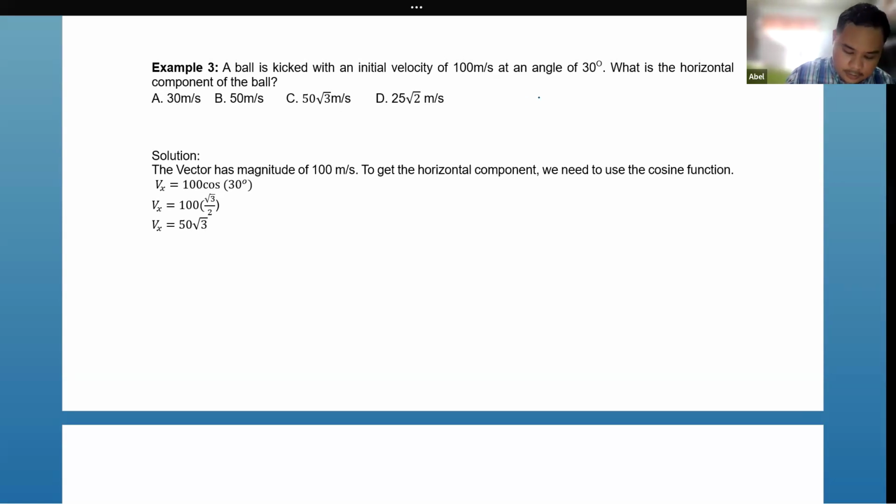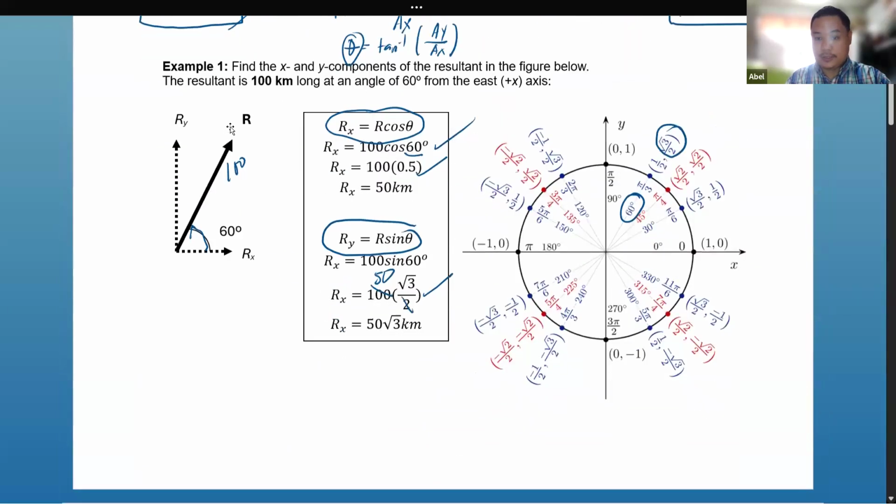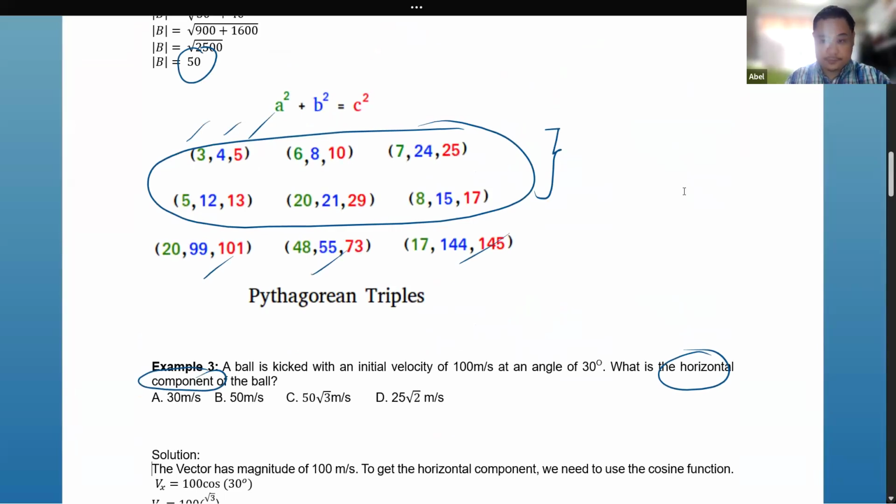We are asked for the horizontal component, meaning the x component. So we will be using cosine. So Vx is 100 cosine 30 degrees, right? And what is cosine 30 degrees? Now let's go back to our values here. Cosine 30 degrees would be square root of 3 over 2, right? So square root of 3 over 2.